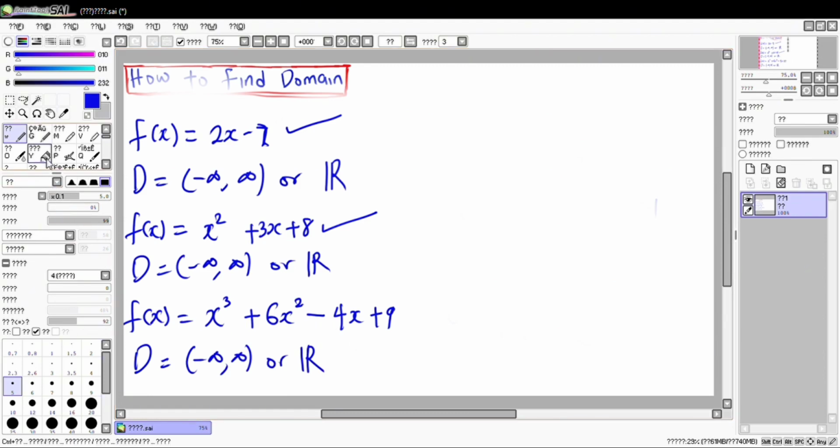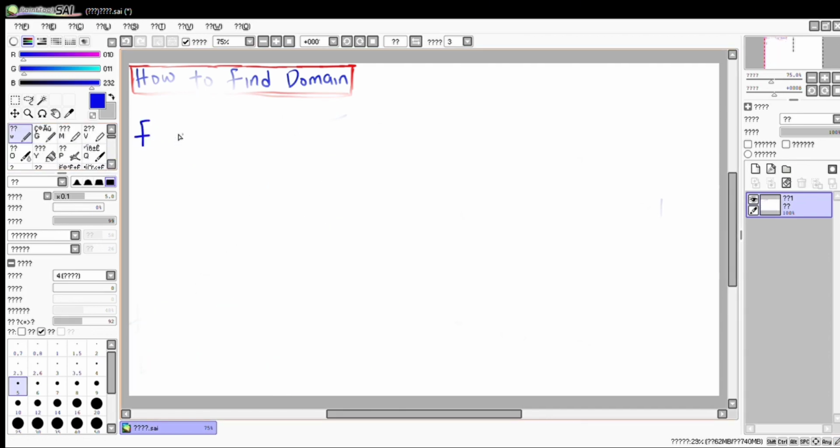Now, let's go to another set of functions. Suppose you have a function like this, f of x equal to 5 over x minus 2. Now, what is the domain of this? Remember that domain is the set of values that will make a function to be defined. Take note, domain deals with x, that is values of x.